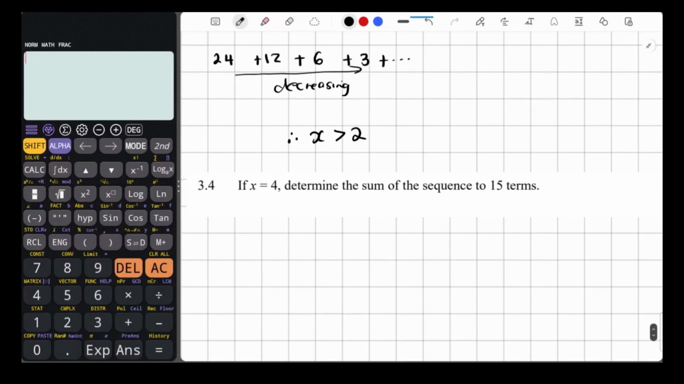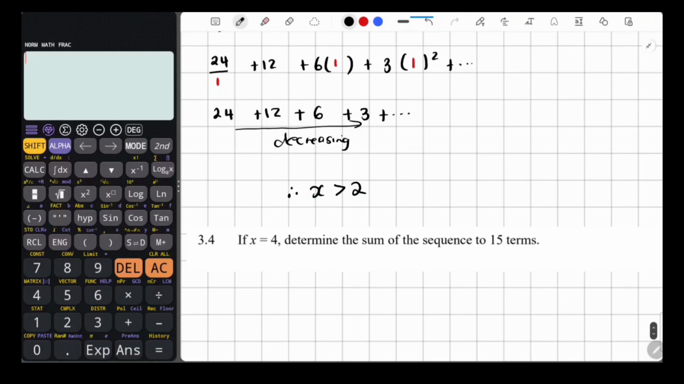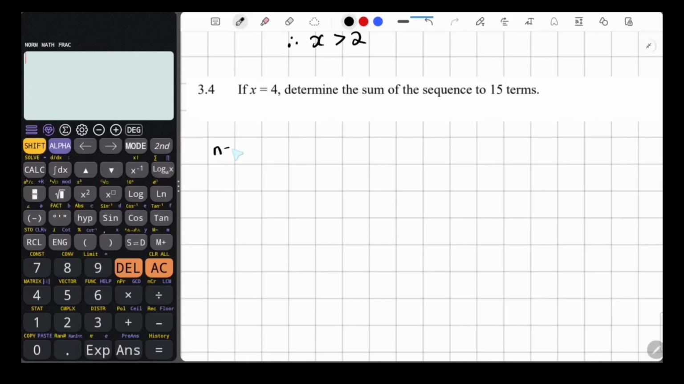As you can see now, because they're saying that in the previous question, x is now greater than 2, and of course 4 is greater than 2. Notice now that this series does not converge anymore. It's now diverging. But to find the sum to 15 terms, we're just basically going to have to use the sum formula. In the sum formula, you need to know what n is, the number of terms, and they already told us that was 15.